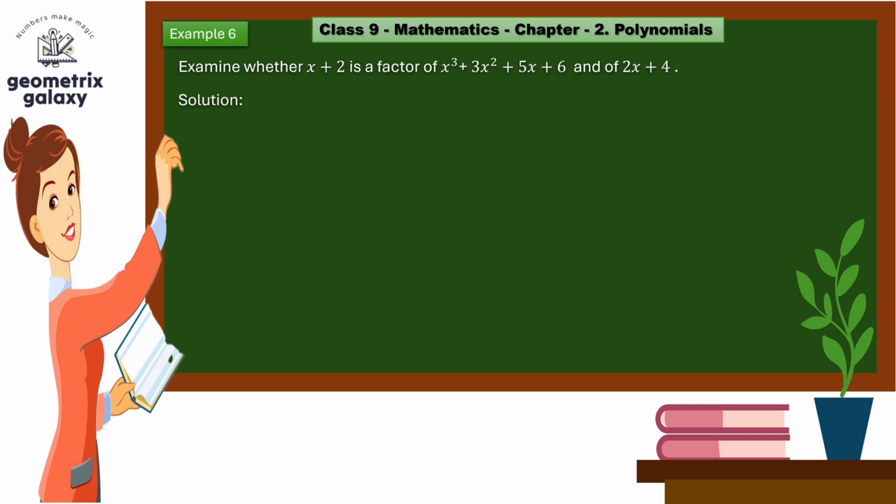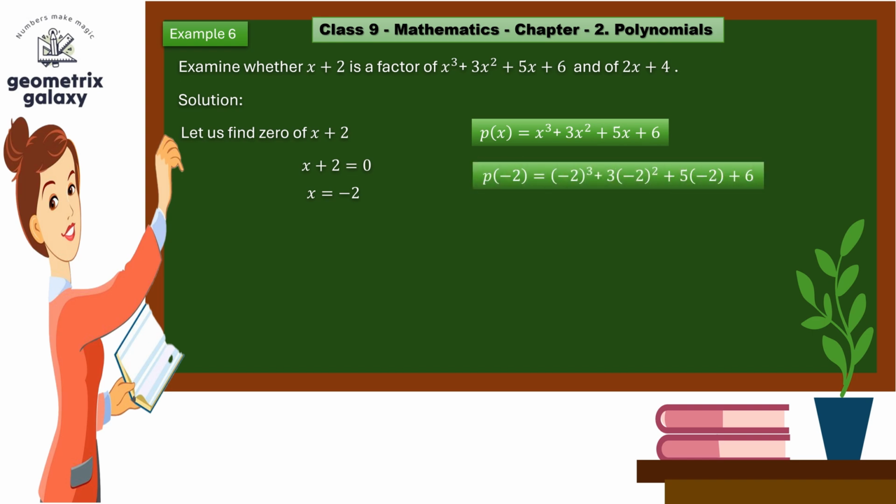To find whether x plus 2 is a factor, we need to find what is the value of x here. So equate x plus 2 to 0. So the value of x is minus 2. Now we are going to see what is p of minus 2. So substitute the value minus 2 in the place of x in the above polynomial.